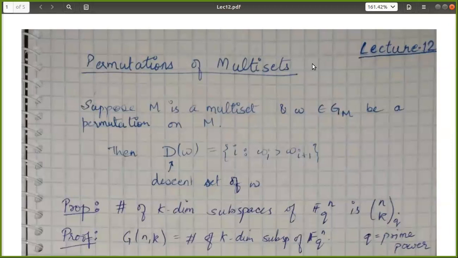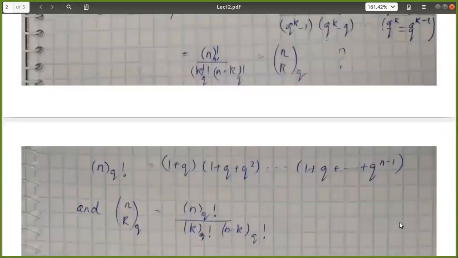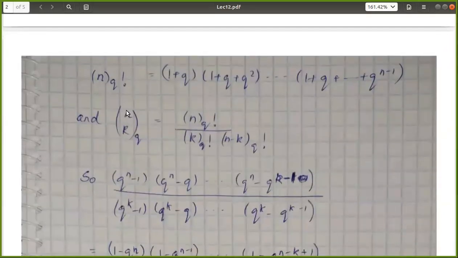But while writing, I made a sort of mistake. So this number which you see here, it's n choose k, but there's a q in the subscript. So what is this notation actually? Let's first see that. So n choose k sub q is the q factorial of n divided by q factorial of k multiplied by q factorial of n minus k.